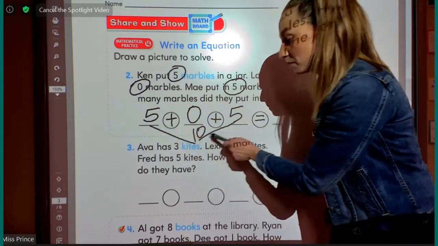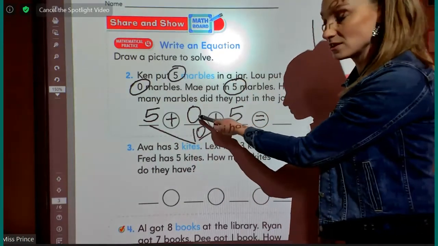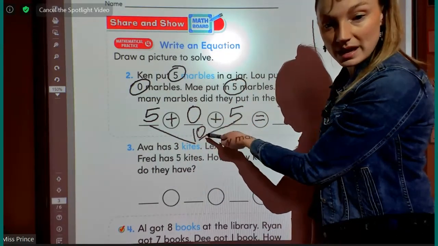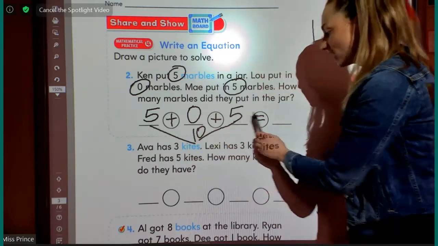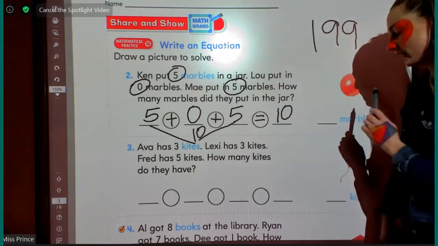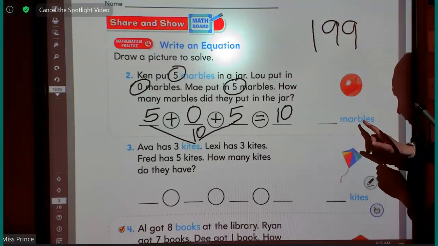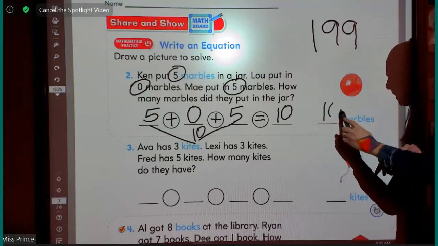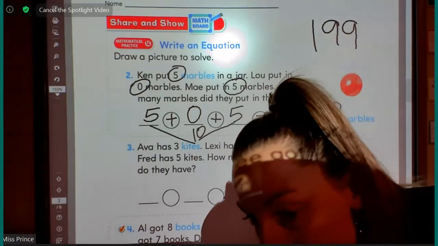So we were able to build a 10, 5 plus 5, and then we didn't have to do anything else. We had 10 plus 0. So 5 plus 0 plus 5 equals 10. And then we want to make sure we write it over here where it says blank marbles. 10 marbles. Excellent job explaining that, Kieran.